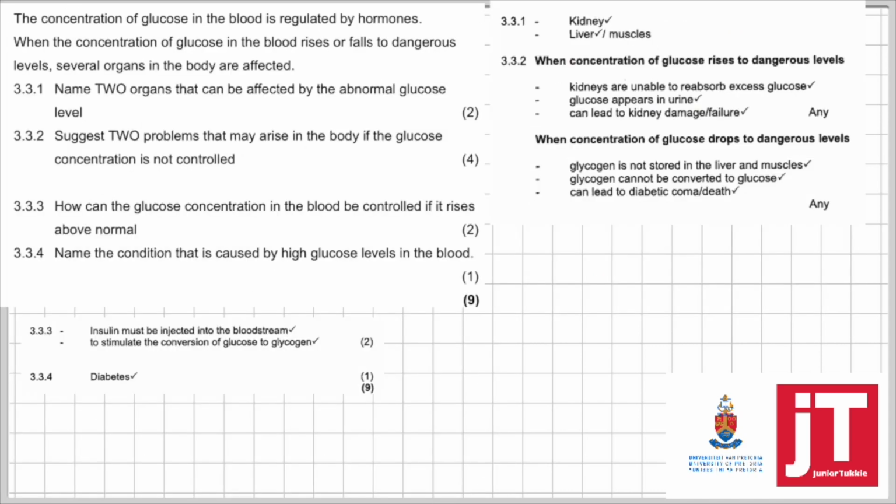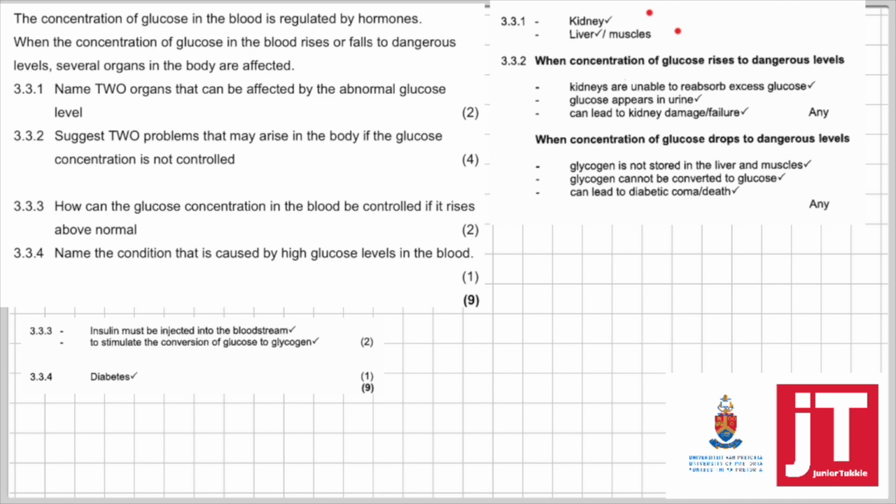Then 3.3. The concentration of glucose in the blood is regulated by hormones. When the concentration of glucose in the blood rises or falls to dangerous levels, several organs in the body are affected. 3.3.1. Name 2 organs that can be affected by the abnormal glucose levels. A very nice question. The kidney and the liver muscles.